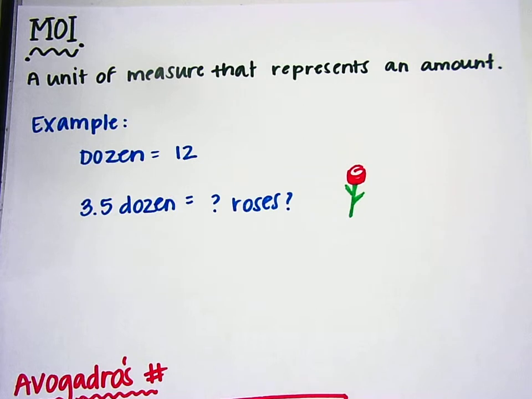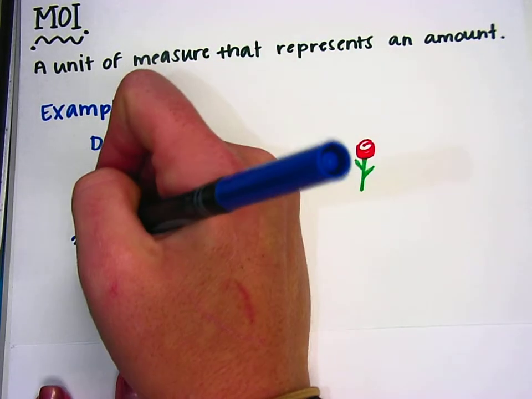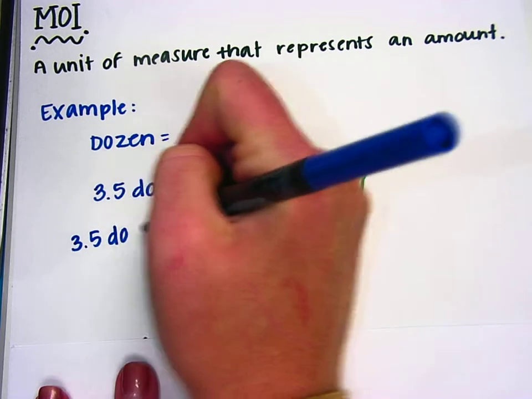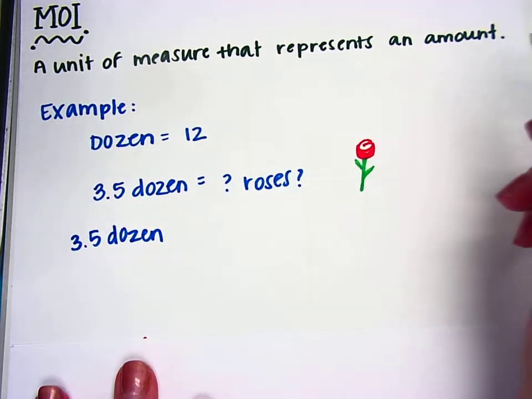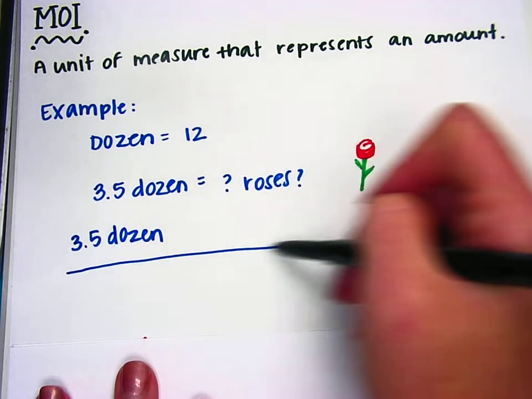So the first problem we're going to do is a conversion problem, and we're going to convert from 3.5 dozen to a number of roses. So we're going to try and figure out how many roses are in 3.5 dozen.